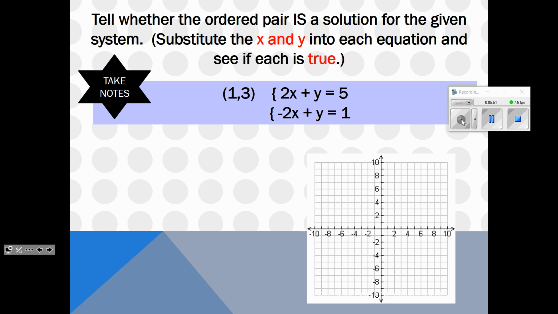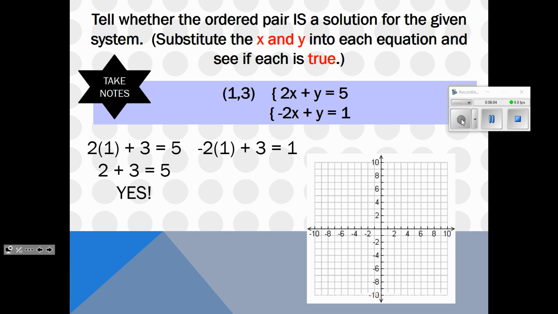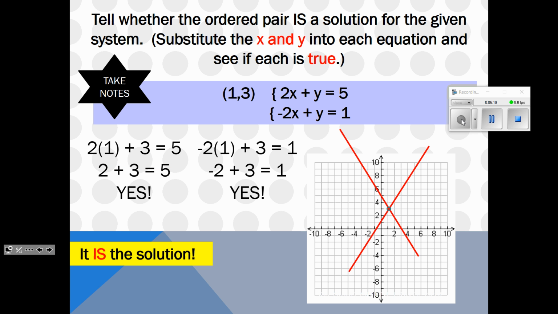Same thing here. So if we plug in the numbers, it would be 2 times 1 plus 3. That's 2 plus 3 equals 5. So that does check. If we plug in the ordered pair 1, 3 to the second equation, it would be -2 times 1 plus 3. And -2 times 1 is -2, plus 3 is 1. They both check out. So yes, when you graph them, they do indeed cross at 1, 3.